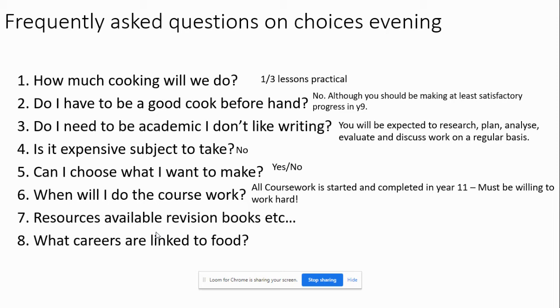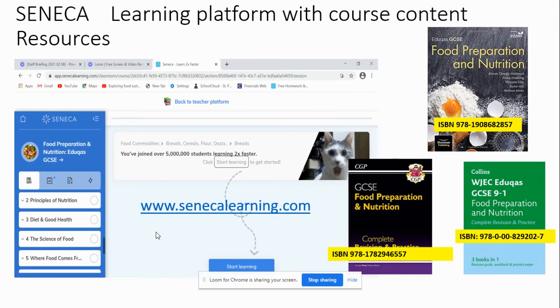Resources available. So these are the resources that we tend to use. The school have paid quite a bit of money for an online textbook. So the boys have got a login for this textbook on the internet with online activities, games, videos, quizzes, and lots of engaging content. So this is our primary learning resource outside of practical lessons.